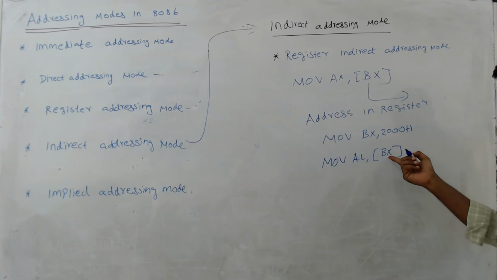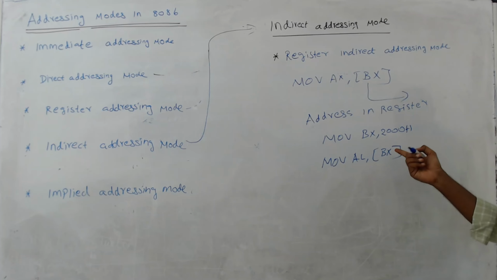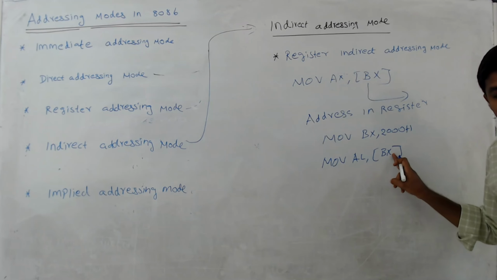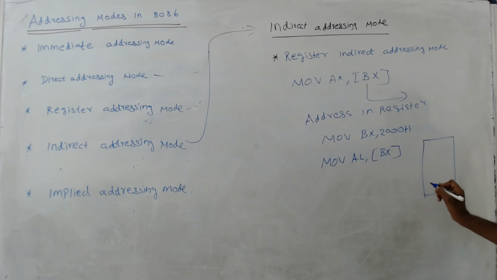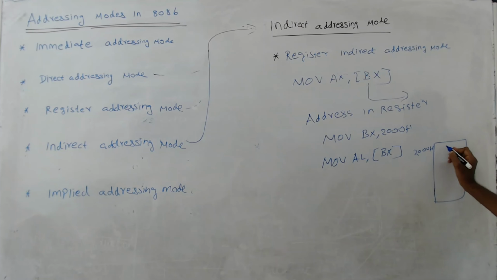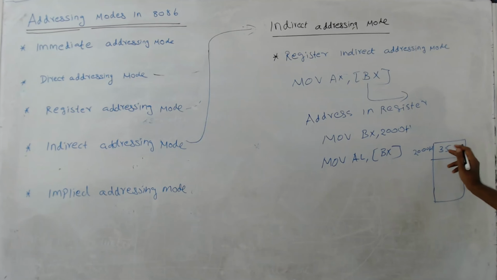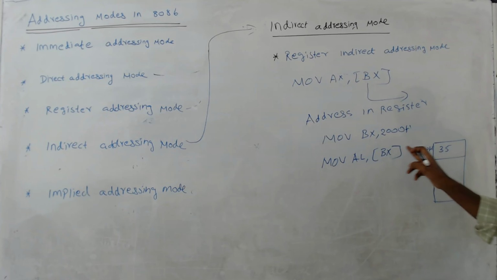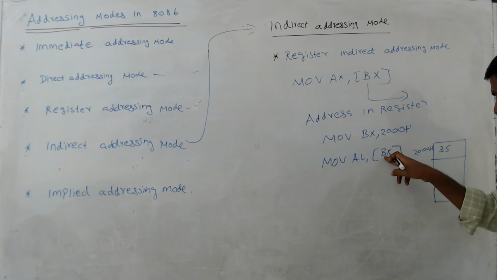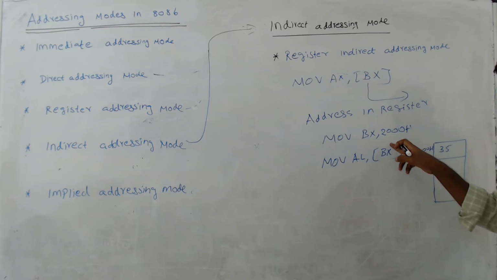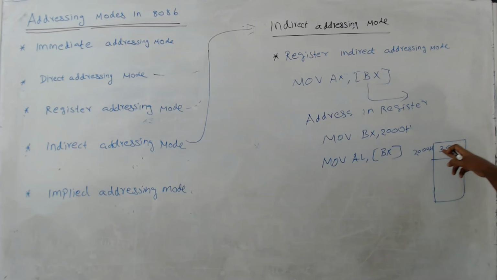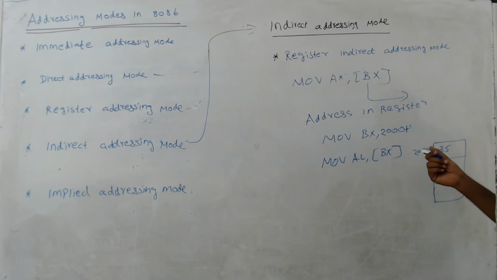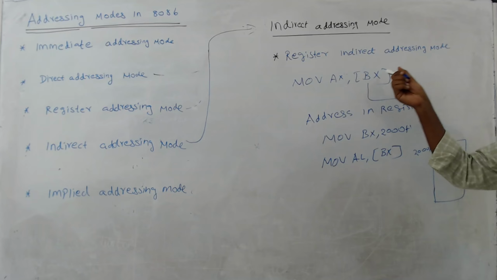So BX acts as a memory pointer. Whatever the content is available in the 2000 H memory location, that moves to the AL register. For example, see here, in 2000 H I stored 35 as data. Here I called BX indirectly, with BX initialized to 2000. So whatever the content is available in the 2000 address, that moves to the AL register. This is called the register indirect addressing mode. The address is stored in the register.